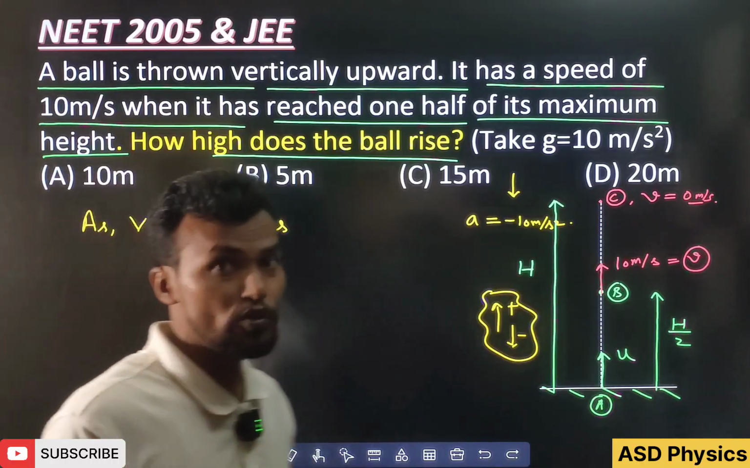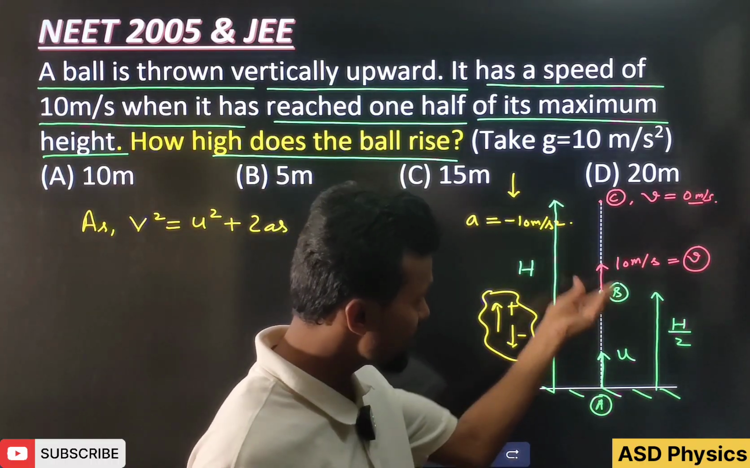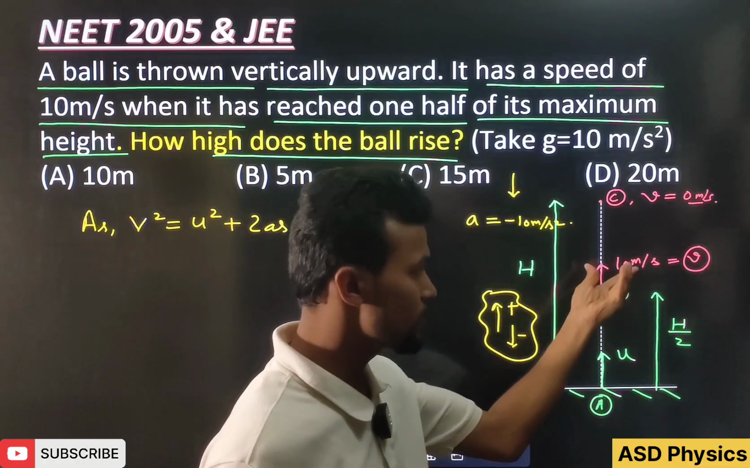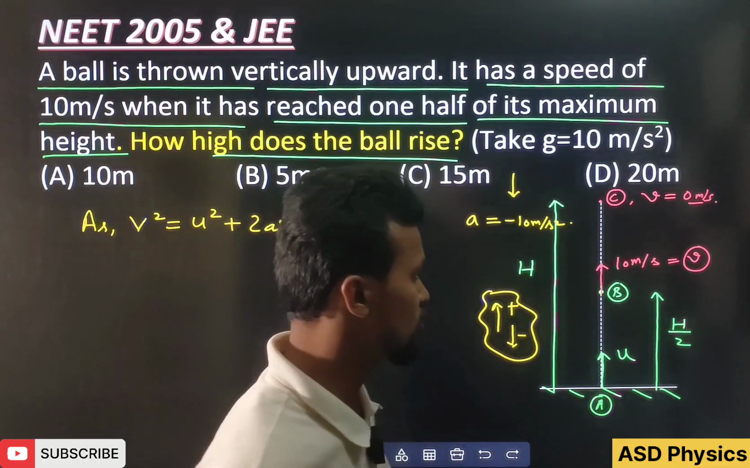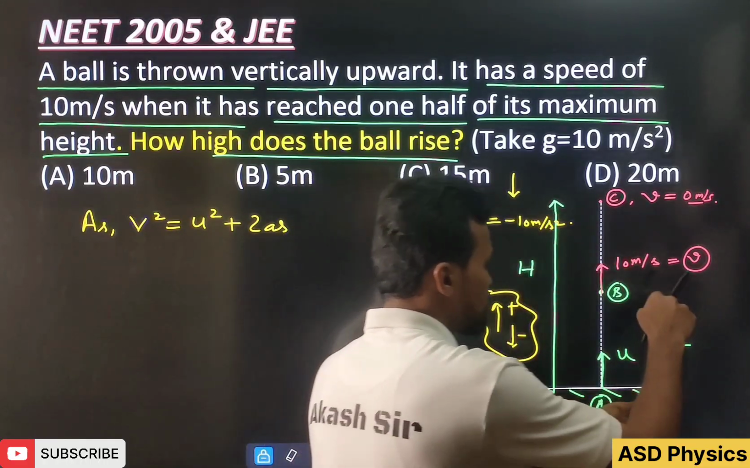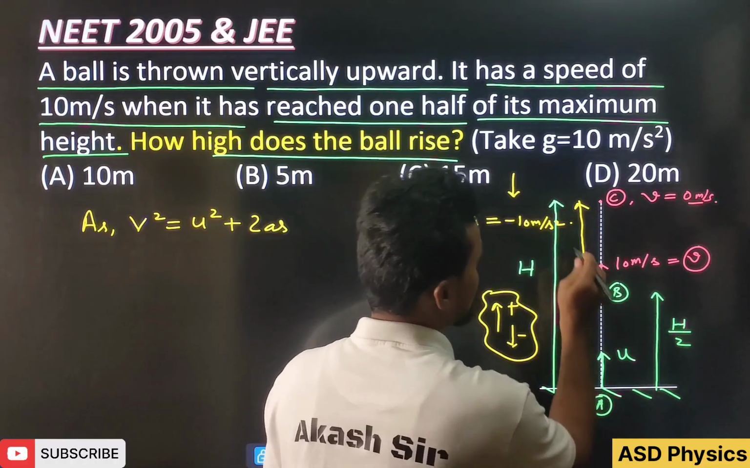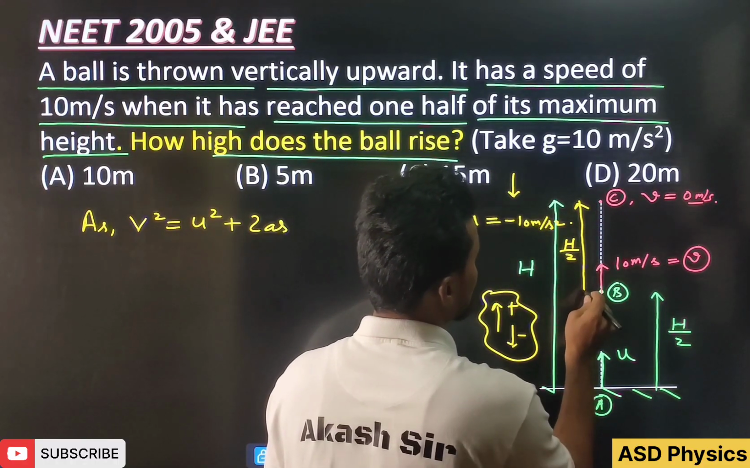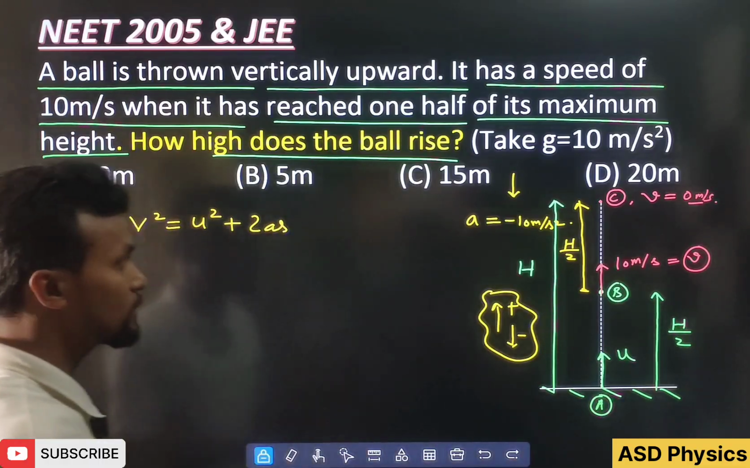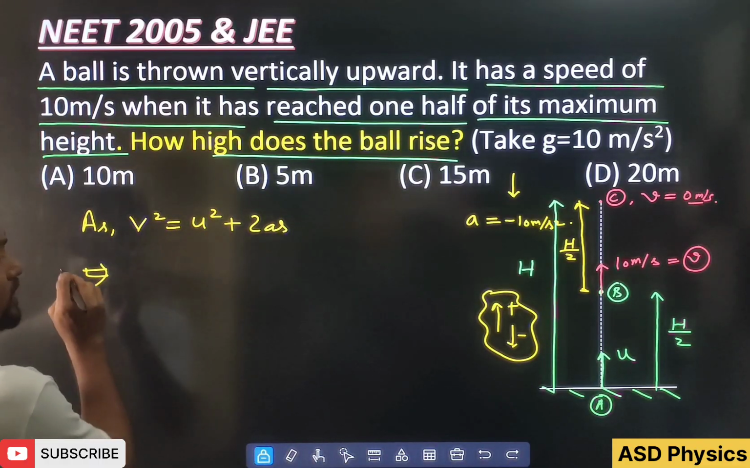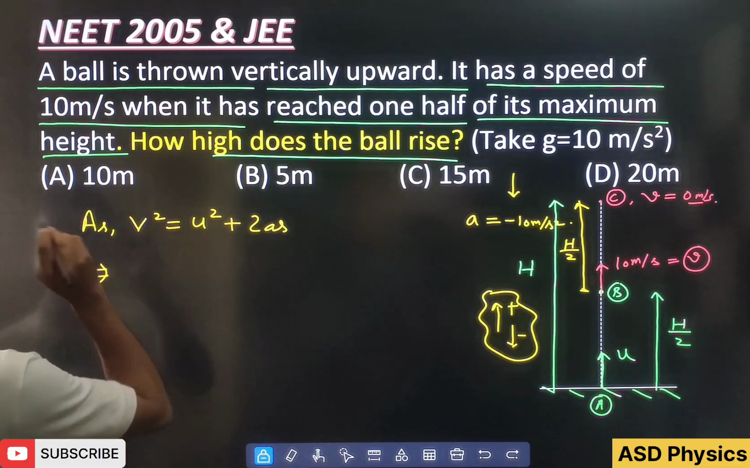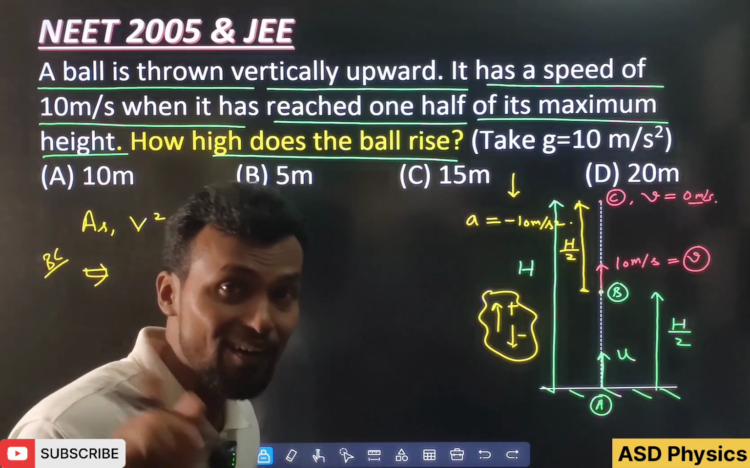Now, I am going to use the equation of motion from point B to C, because at point B velocity is known, at point C also velocity is known. Okay, this is h by 2. Then how much is this here? H minus h by 2. Again how much here? H by 2. Is it? So again I am going to use from B to C. B is the initial point, C is the final point.